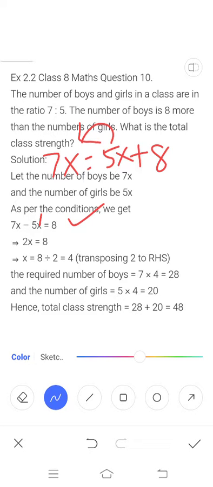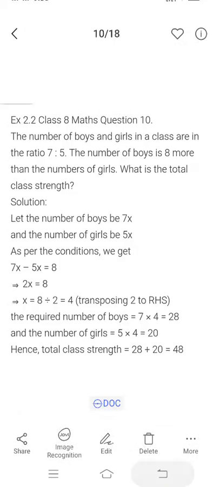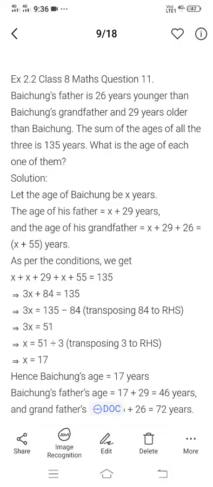Okay, now going to next sum. Next question number 11 is, what is question number 11? Baichung's father is 26 years younger than Baichung's grandfather and 29 years older than Baichung. The sum of the ages of all the three is 135 years. What is the age of each one of them?